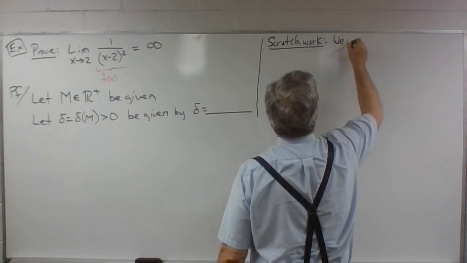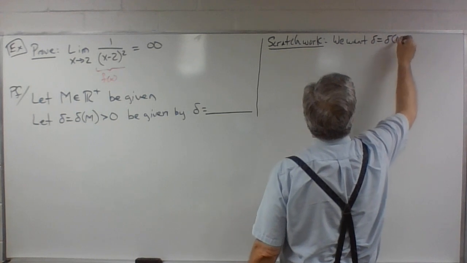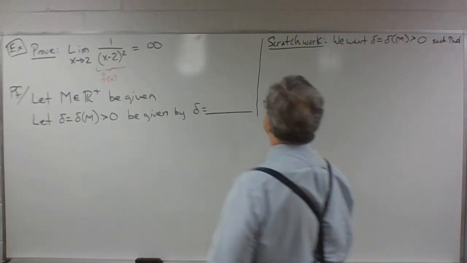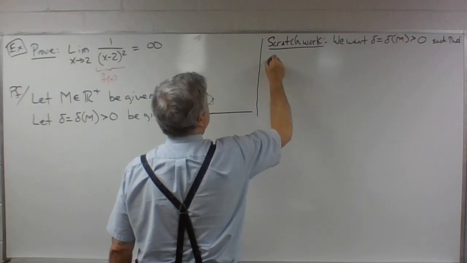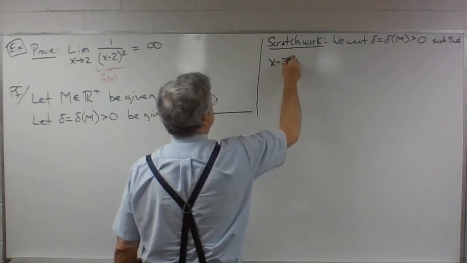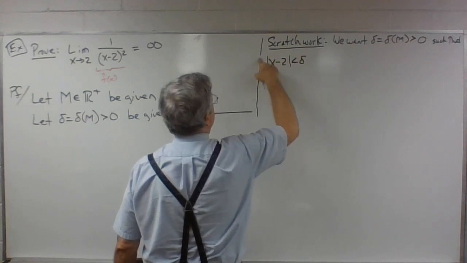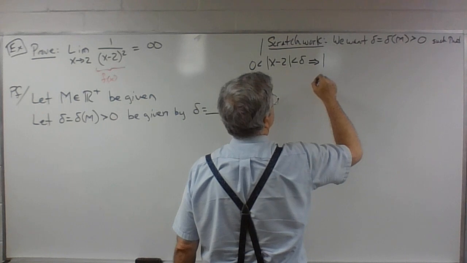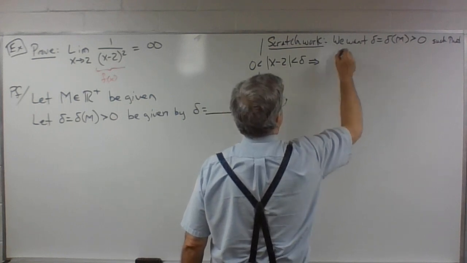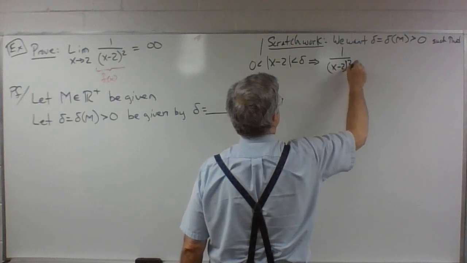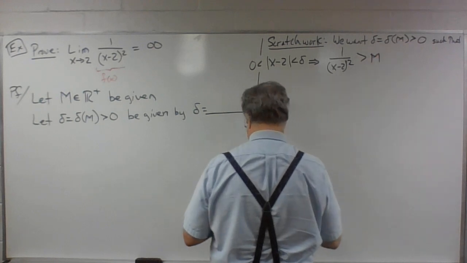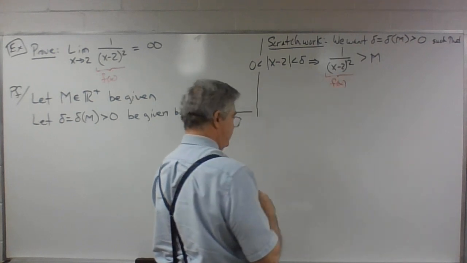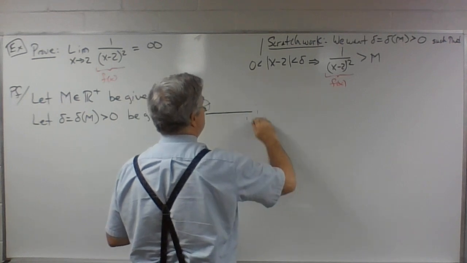And here's what we want. We want delta, a function of M, greater than 0 such that |x - 2| < delta, and of course greater than 0, implies that our f(x), 1 over (x - 2) quantity squared, is greater than M. And again, just for the record, this is our f(x) here. Okay, well, let's go with it.